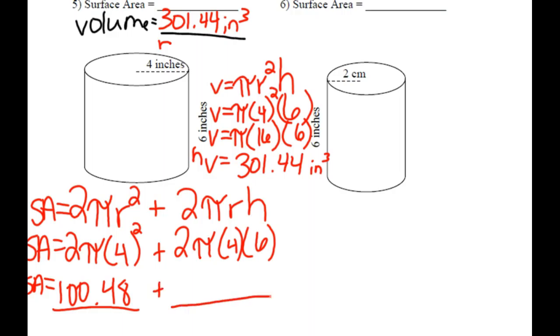Okay, now I'm going to do the second part of the surface area formula. And I'm going to type in my calculator 2 times 3.14 times 4 times 6. And I get 150.72. So now that we have those two parts, we just have to add them together. And we get 251.2.